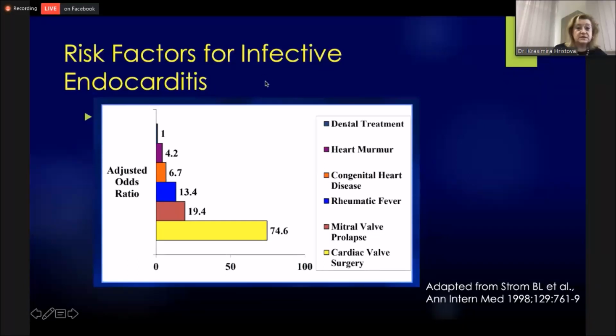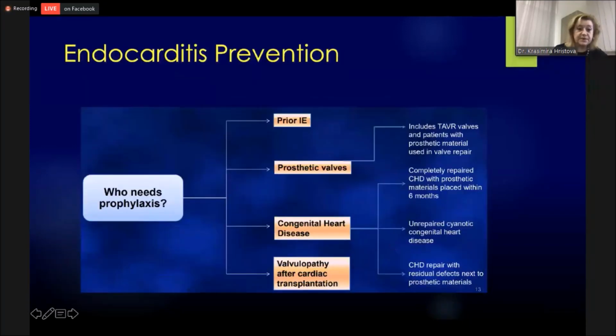Then we have the risk factors which are most often connected with this disease. Most of the time, we could find previous dental treatment, congenital heart disease, unusual heart murmur, rheumatic fever, mitral valve prolapse, and cardiac valve surgery.